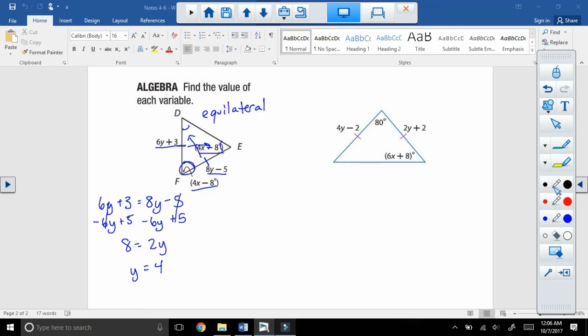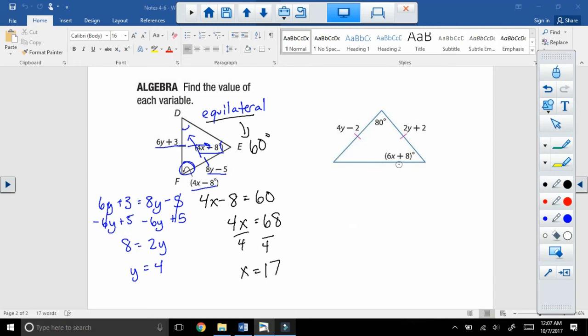And it will not be helpful to you to set 4x minus 8 equal to 4x minus 8, even though that is the case, because you're not going to be able to solve that and get one specific answer. However, because this is equilateral, all of the angles are going to be 60 degrees. So what you can do with that is you can set 4x minus 8 equal to 60, and then this is something then that you could solve. So when you solve this, you should get x to equal 17.